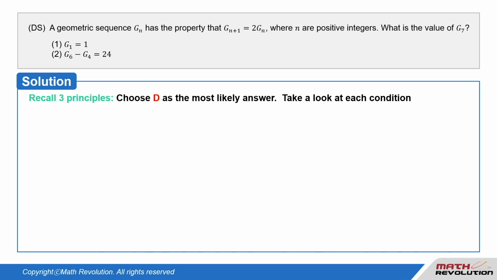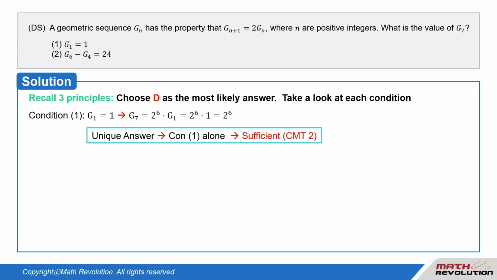Let's take a look at each condition. Condition 1 tells us that g of 1 equals 1. Then g of 7 equals 2 to the power of 6 times g of 1 equals 2 to the power of 6 times 1 equals 2 to the power of 6. So the answer is unique, and the condition is sufficient by CMT2, which states that the number of answers must be 1.